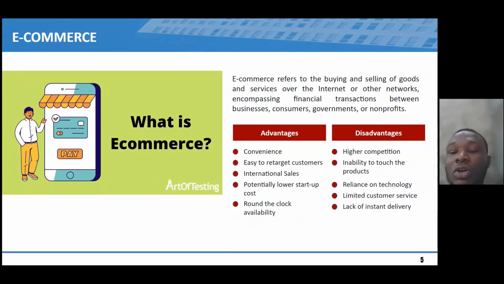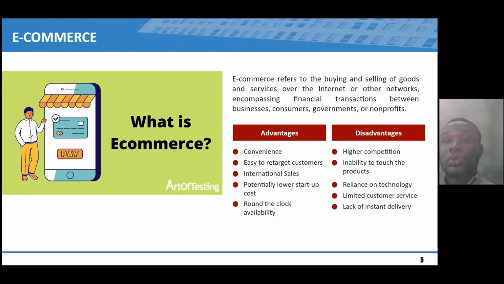The disadvantages of e-commerce include higher competition. We all know that the e-commerce space is now saturated. A lot of companies are into this e-commerce space, so the competition becomes more intense, thereby resulting in a threat to new entrants. The companies that would be coming into the industry would have to do more work just to get access to the customer.